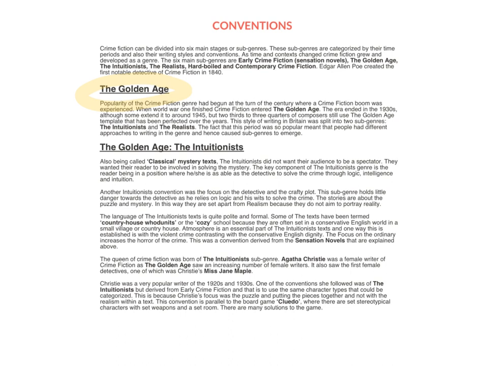So, I'm not going to read through all of this, it's on the screen for you. You can pause it and zoom in and have a look at this. So, there's the Golden Age. And that splits off into 2 subgenres. One involving Agatha Christie, where you have the detectives as the intuitionists, and then something called the realists. You can read that if you want, but we're only interested in the Agatha Christie stuff. So, Golden Age, the intuitionists, also being called classical mystery texts.